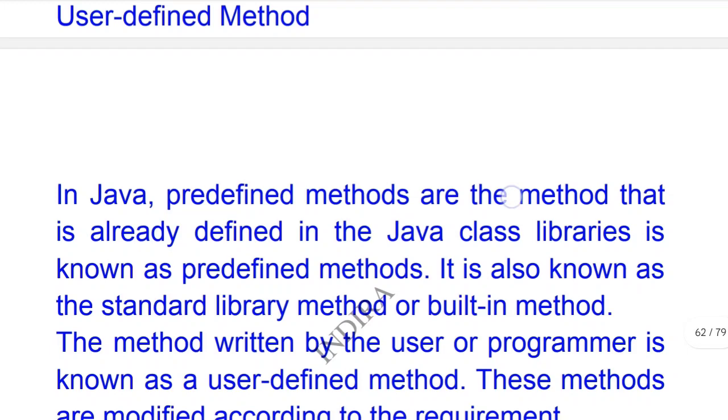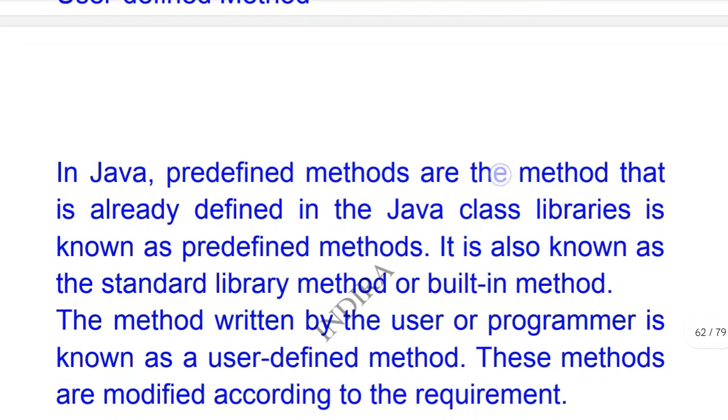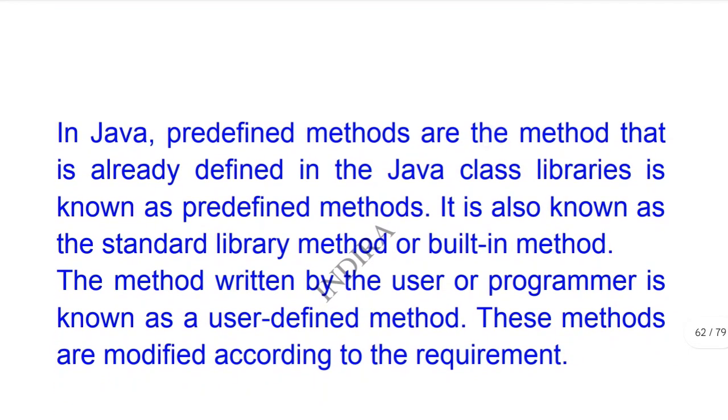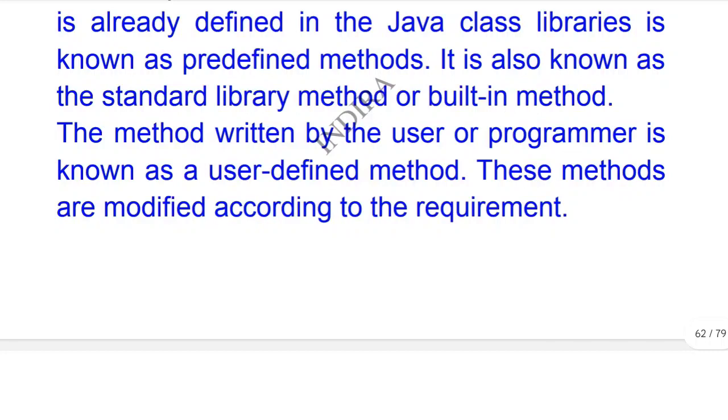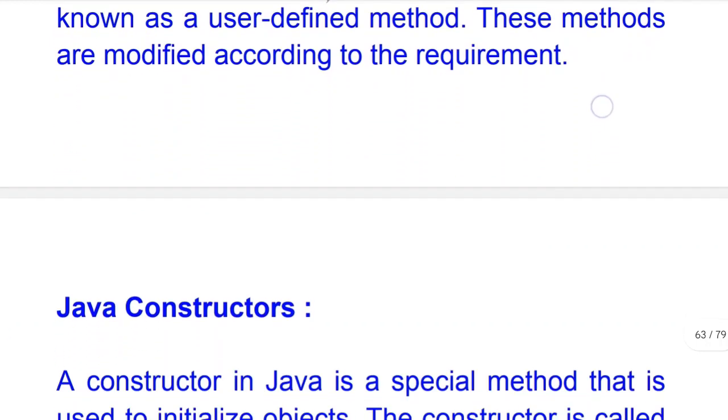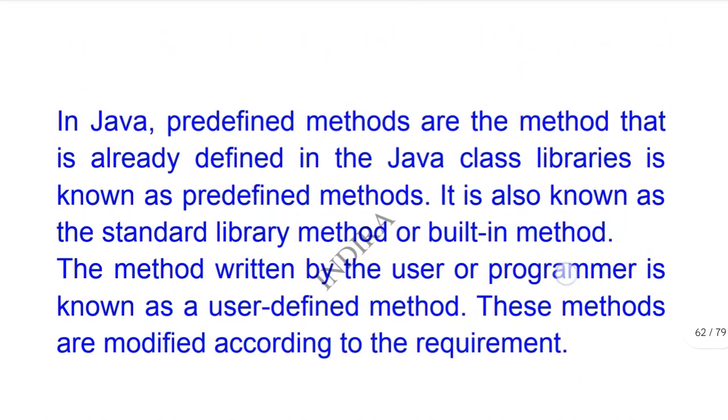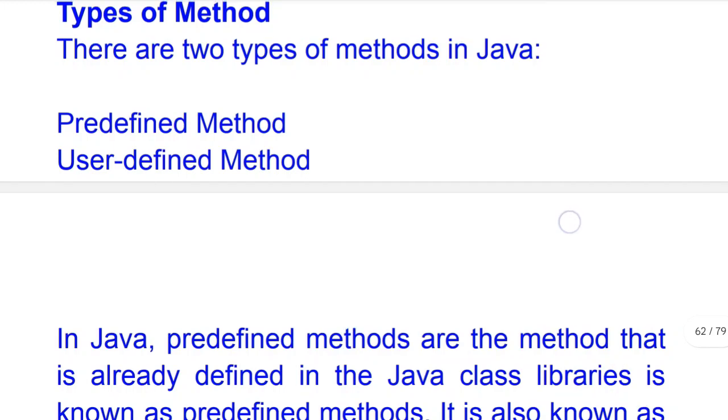Coming to user defined method, the method written by the user or programmer is defined as the user defined method. That means the user writes a program, and that program is known as a user defined method. The user changes the program according to the requirements, so a user defined method is modified according to the requirements. So this is the method declaration and method types.